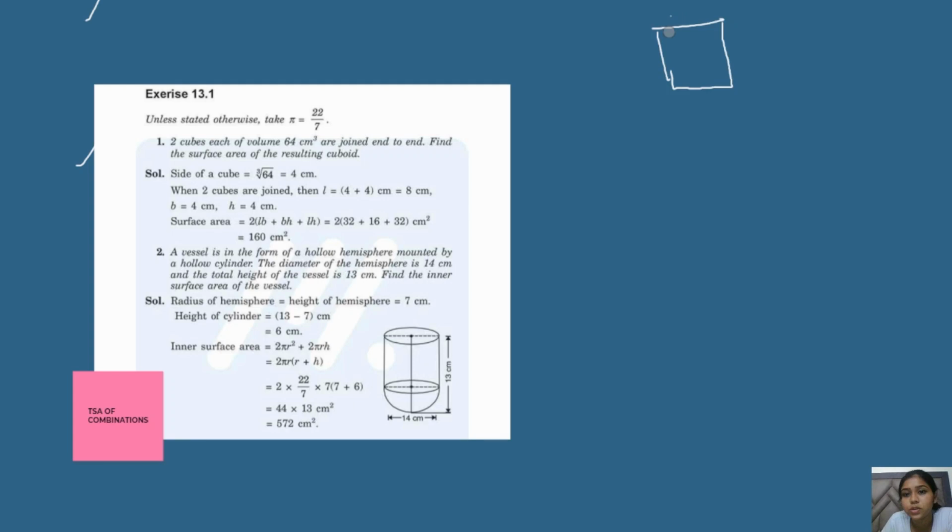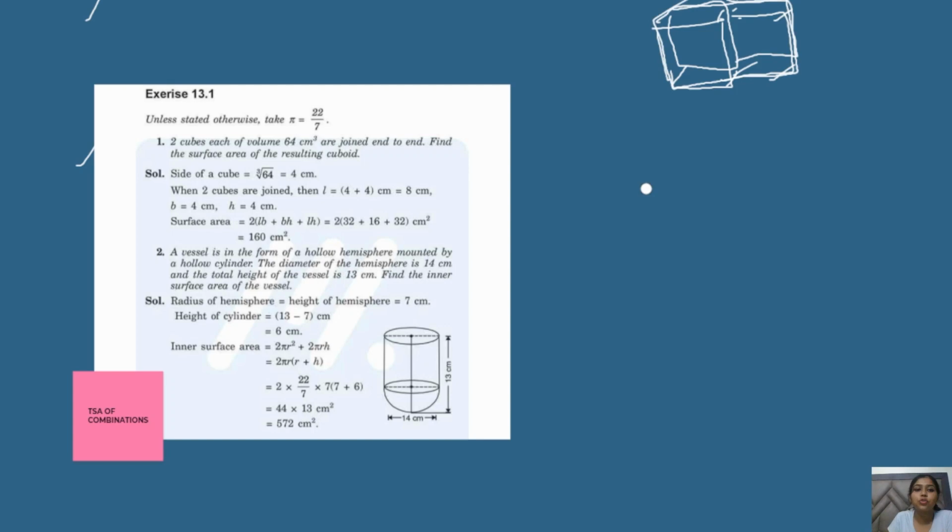When you join two equal cubes, something like this, they will form this shape. This will be the whole picture. So it will look more like a cuboid when you join them.